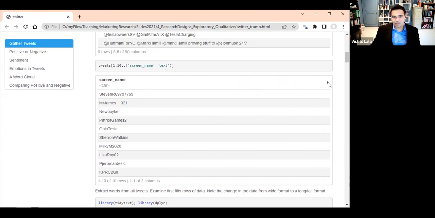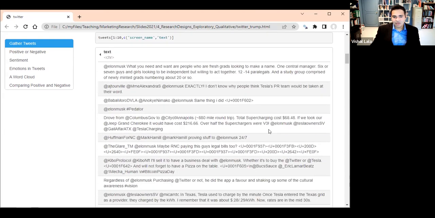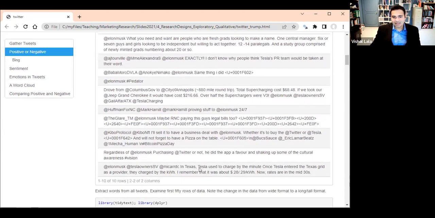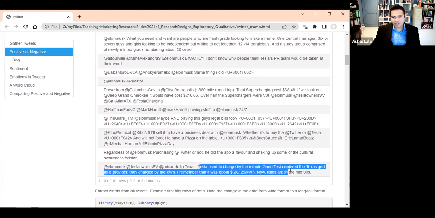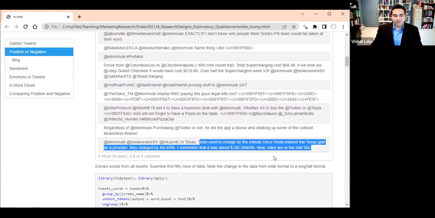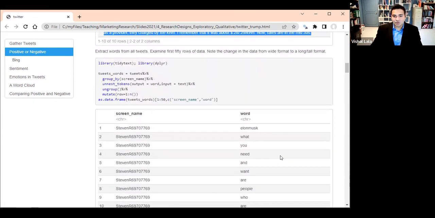Look for more, if you can get some more here. Okay, so these are a bunch of words; this one says, "Tesla used to charge by the minute once Tesla entered the Texas grid," and so on and so forth. These are a bunch of words. Now, what we can try and do here is quantify these words. One way of accomplishing that is to tokenize the words.